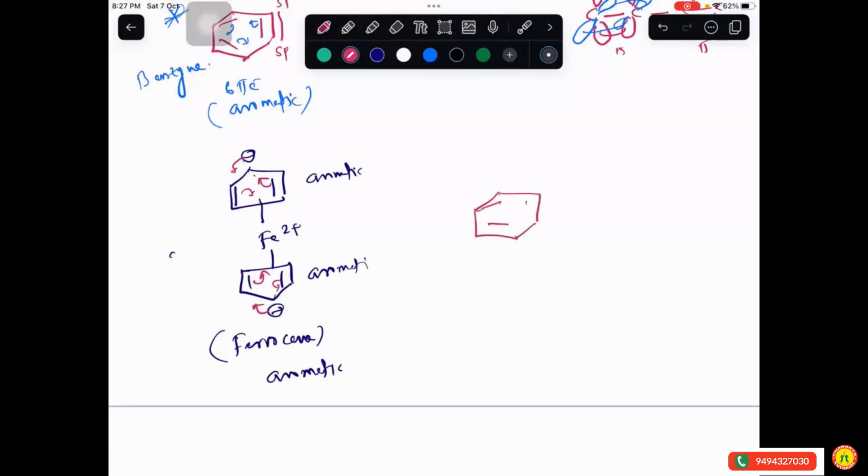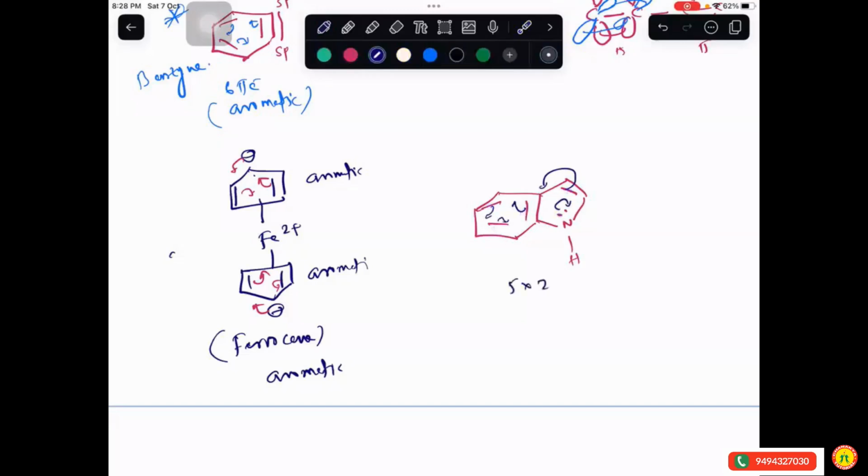So next one. Here nitrogen is there. Here, generally, they are all in conjugation. This is also in conjugation with this one. But this lone pair is also in conjugation with this one. So total how many are there? 1, 2, 3, 4, 5. Okay? Total how many is there?